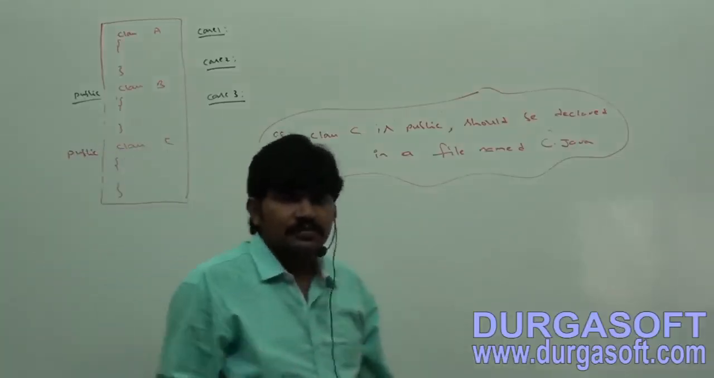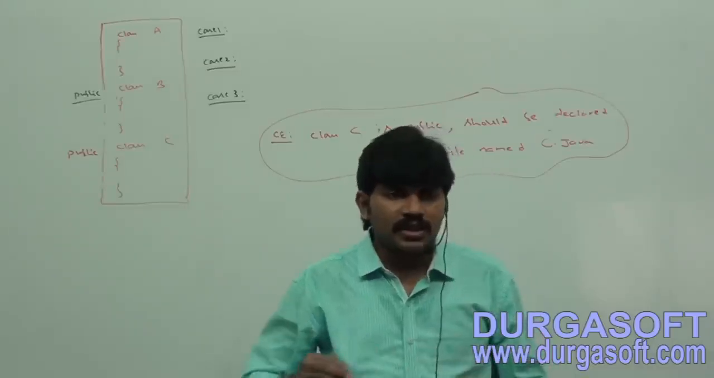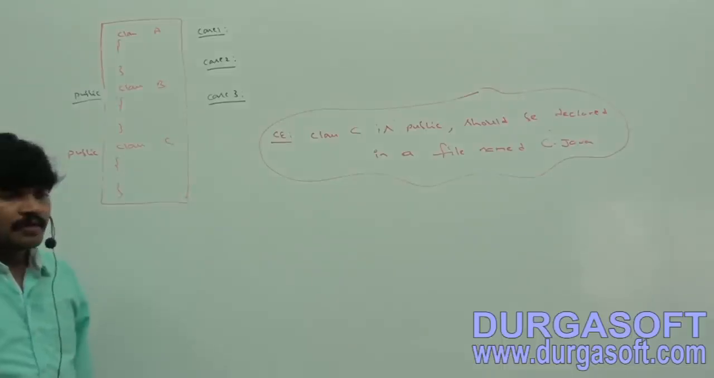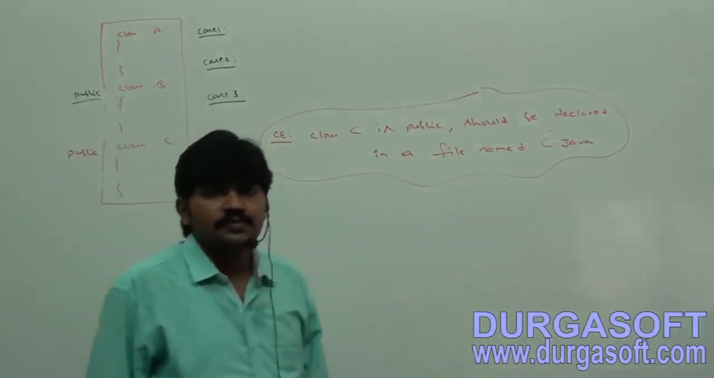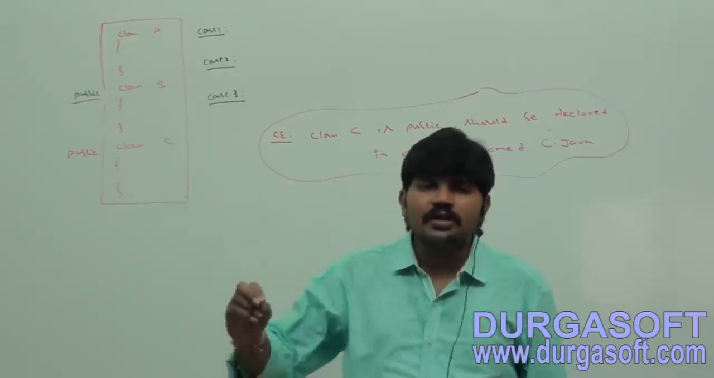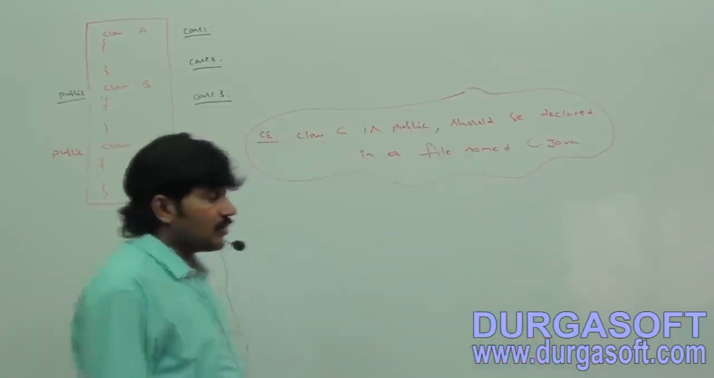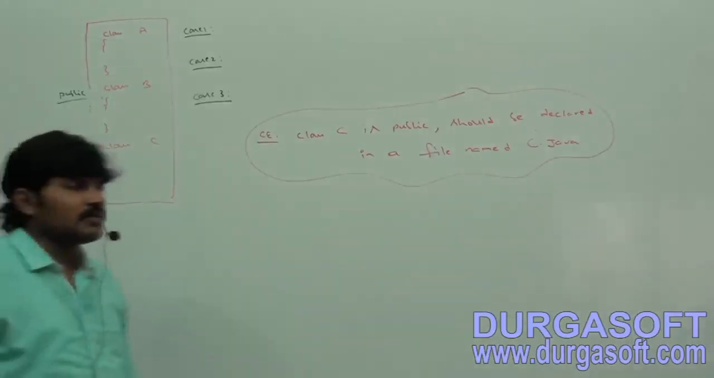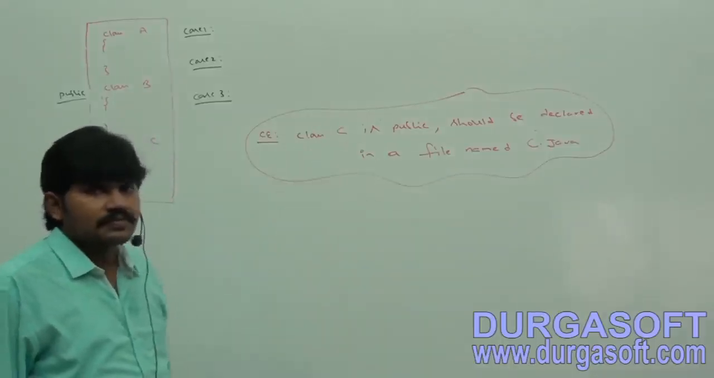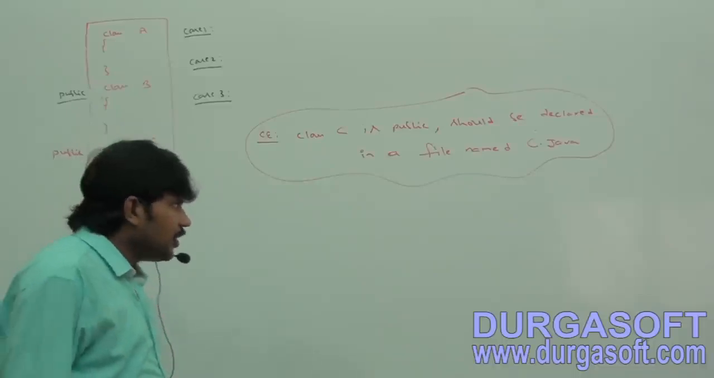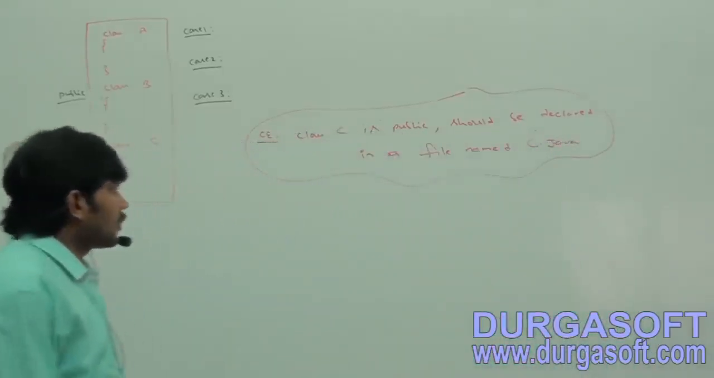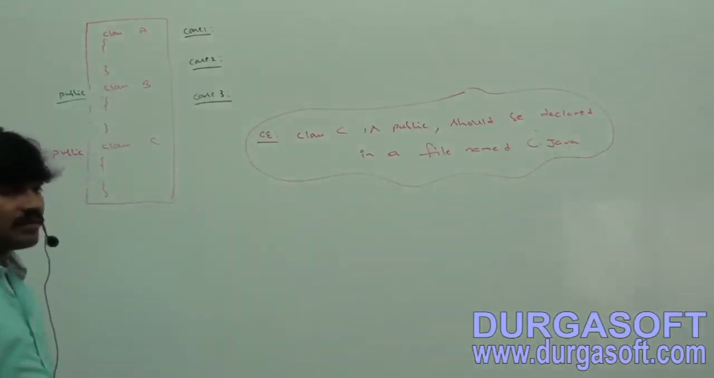Add case 3. If classes B and C are declared as public, and the name of the program is B.java, then we will get a compile time error saying: class C is public, should be declared in a file named C.java.